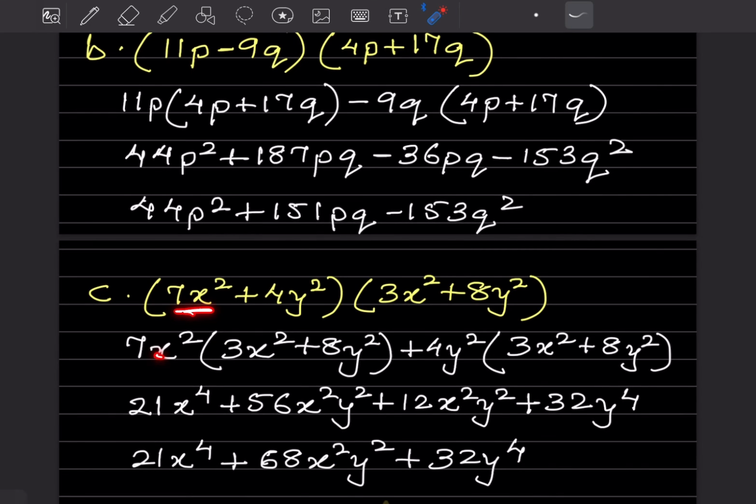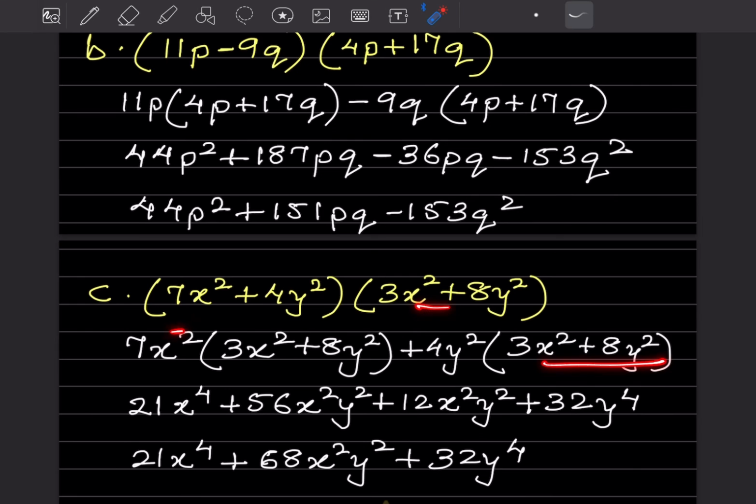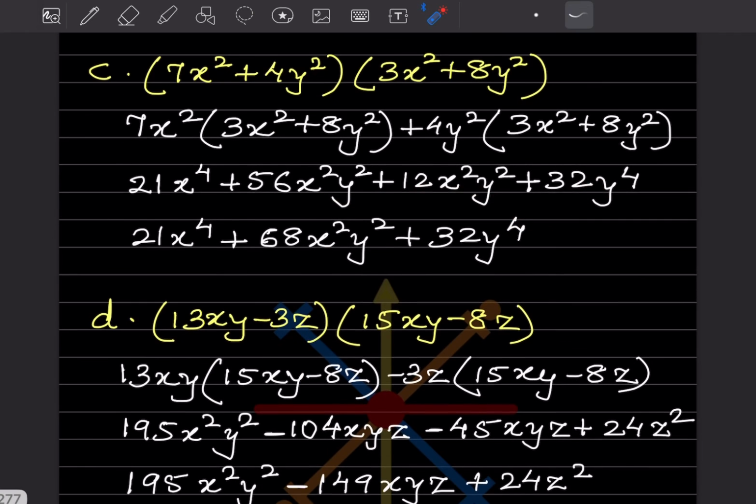Same here, the first term, the second bracket here, plus 4y square, and the second bracket here. So this is going to be 21x4 plus 56x square y square. This is going to be 12x square y square, and this is going to be 32y4. So this will be 21x to the 4. These are the like terms, so that is going to be, you are going to add it, 56 plus 12 x square y square, and this the same.